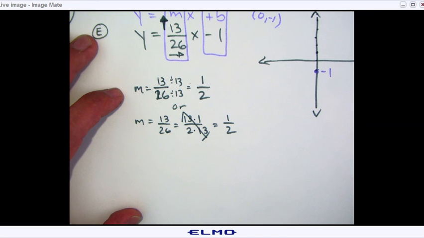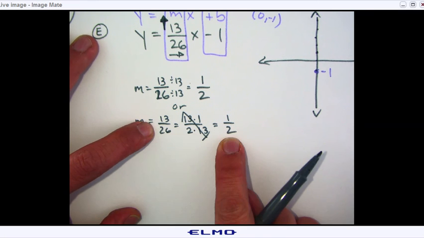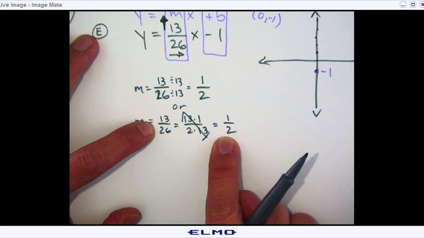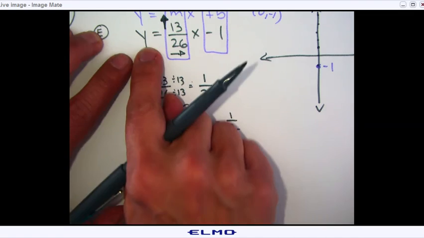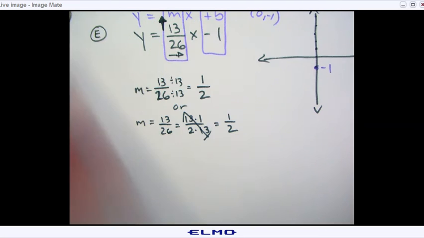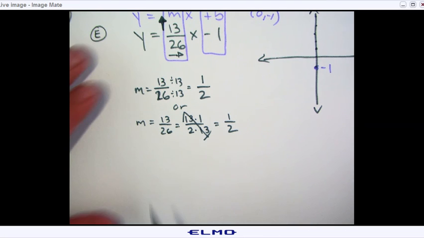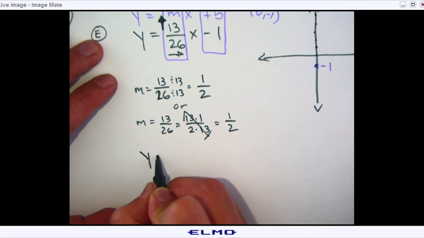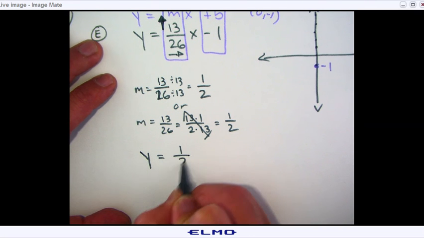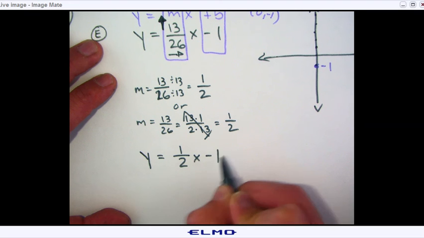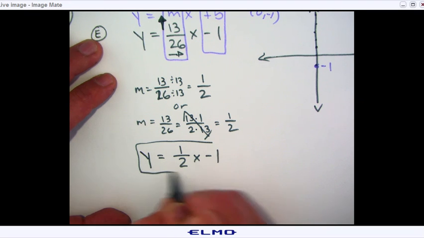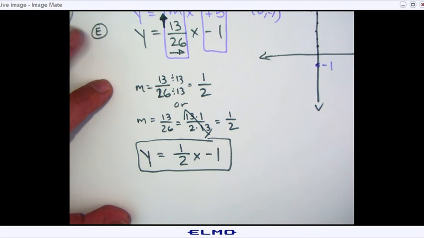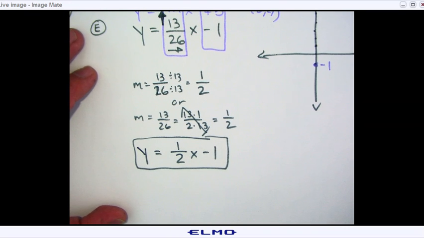Now you're going to write a new equation with the simplified fraction, which are equivalent. So let's write a new equation, but they're the same. What's my new equation? y is equal to 1 over 2 x minus 1. This is my answer, and now I can graph it.